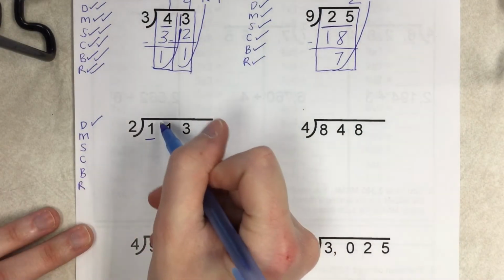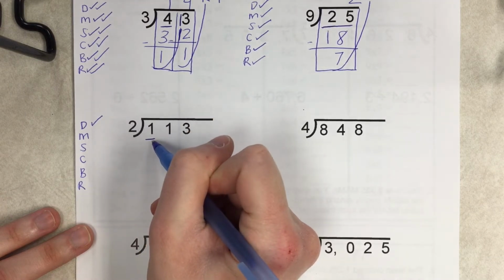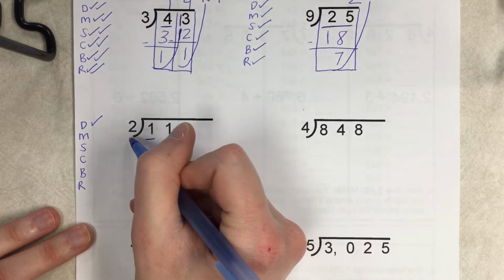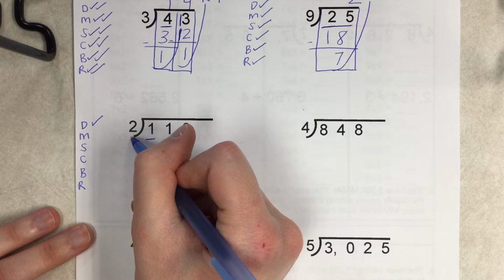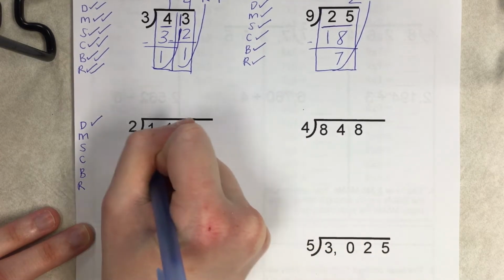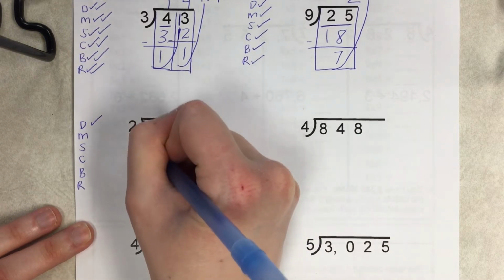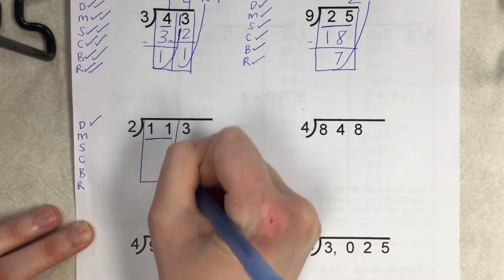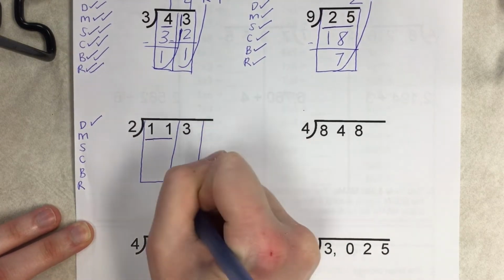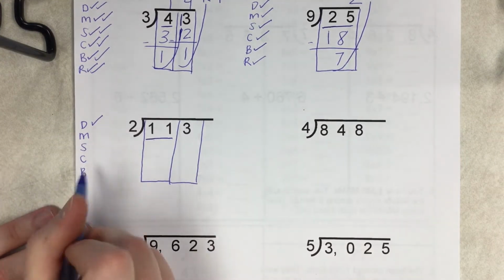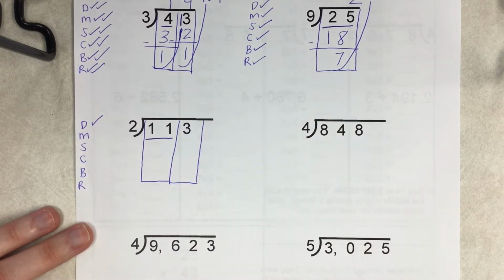So I don't have enough of these Smarties ropes to pass out to 2 kids that I'm sharing with. So I need to go to my next number, 11. Now I have enough to pass out to 2 kids. So I can put a box around 11, a box around the 3. 2 boxes means I need to go through my checklist 2 times.